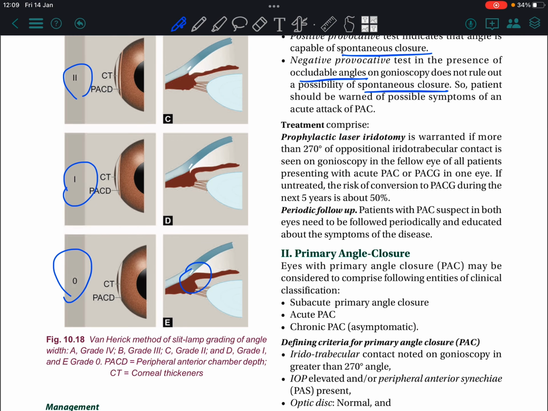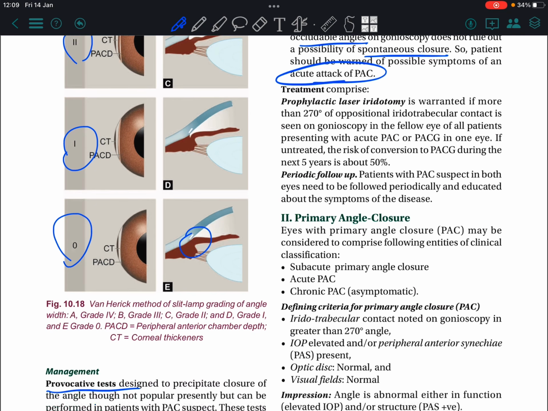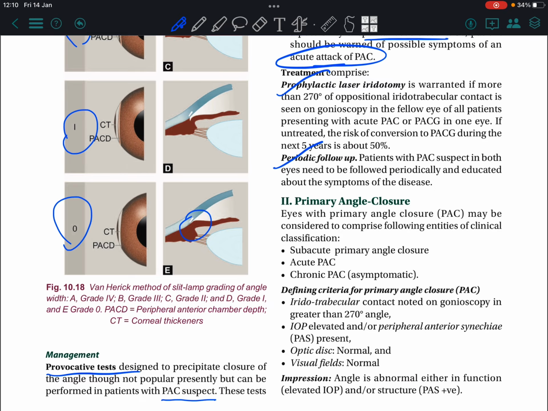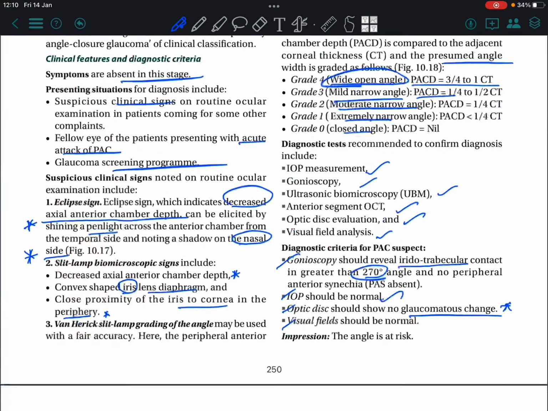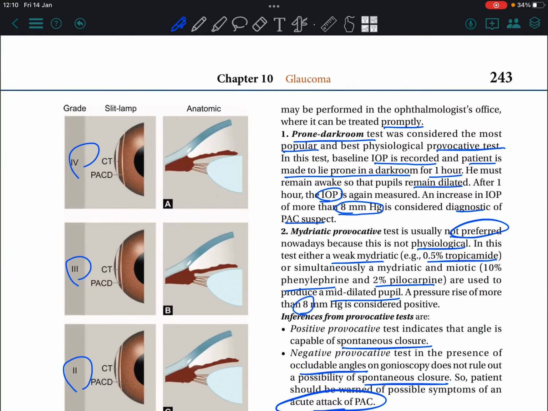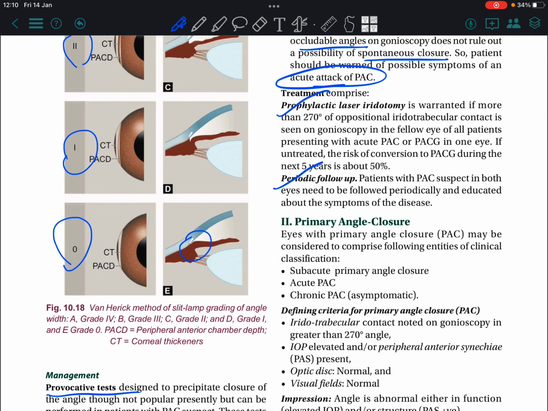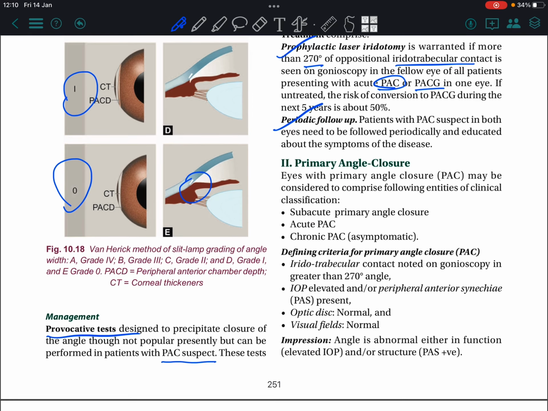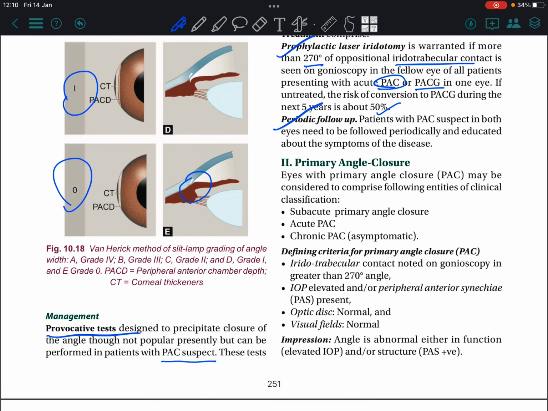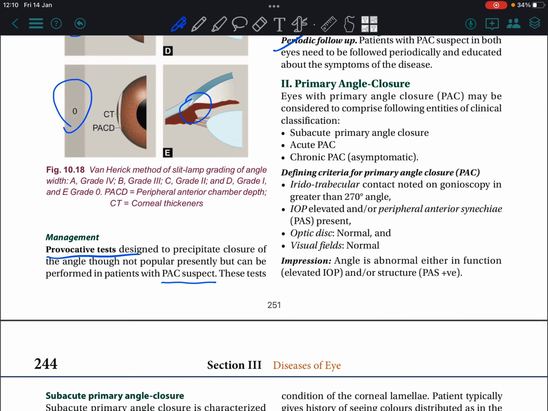So patients should be warned of possible symptoms of acute attack of primary angle closure. Treatment comprises prophylactic laser iridotomy, periodic follow-up, etc. Primary angle closure suspect treatment, if warranted: if more than 270 degrees of oppositional iridotrabecular contact is seen on gonioscopy in the fellow eye of all patients presenting with acute PACG in one eye. If untreated, the risk of conversion to PACG during the next 5 years is about 50%. Periodic follow-up is regularly needed.